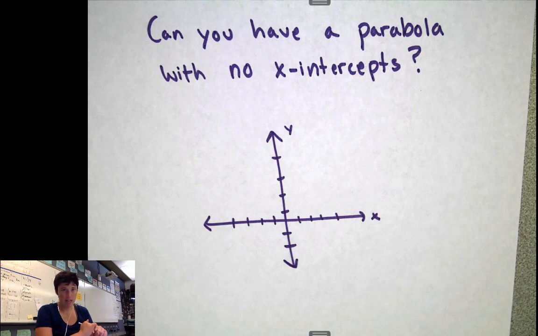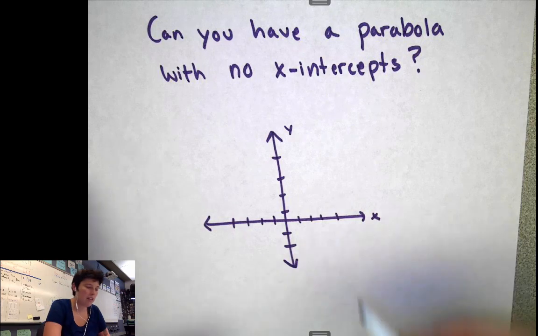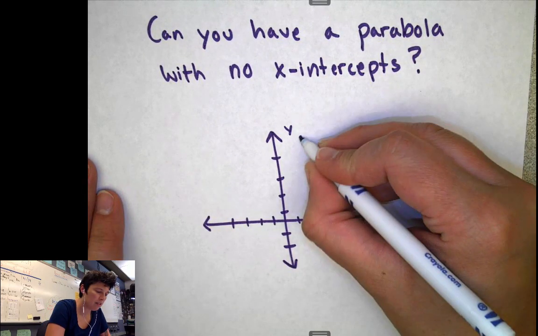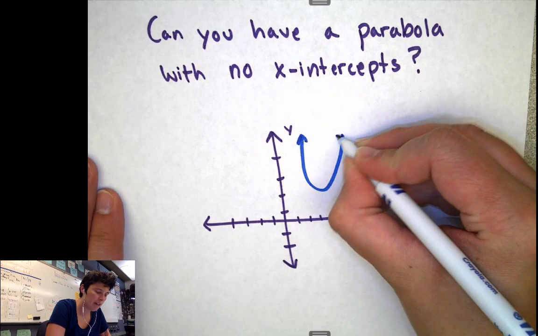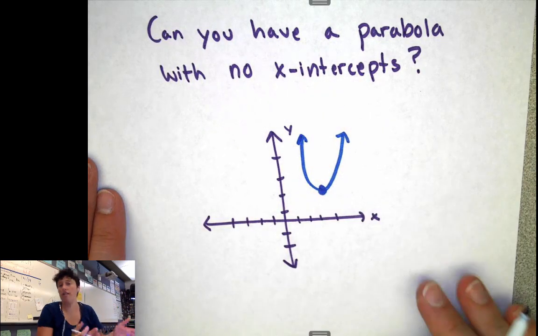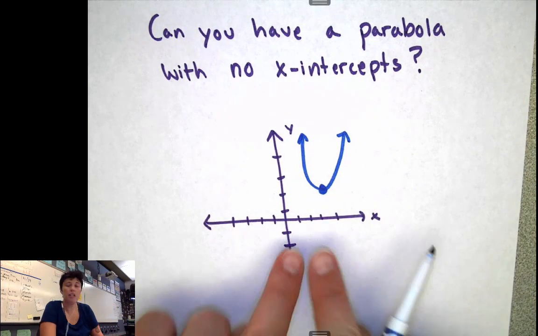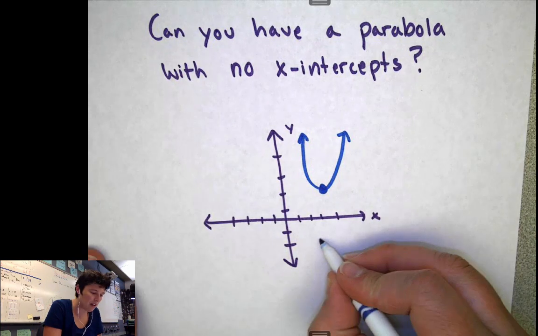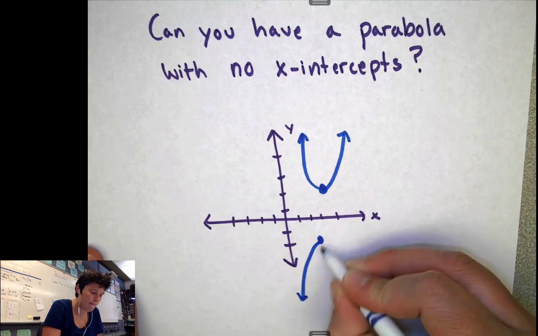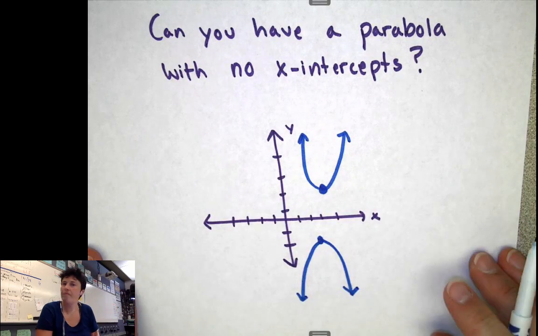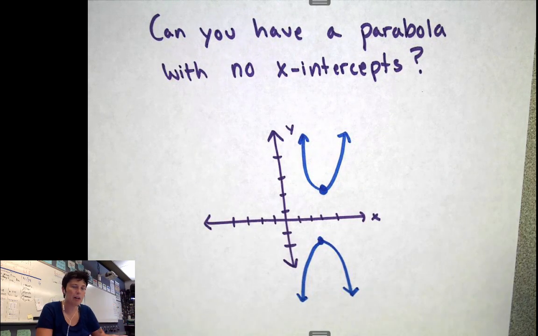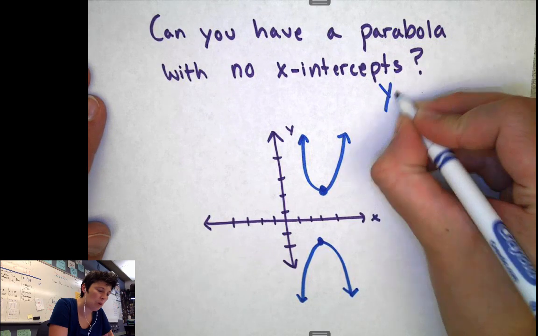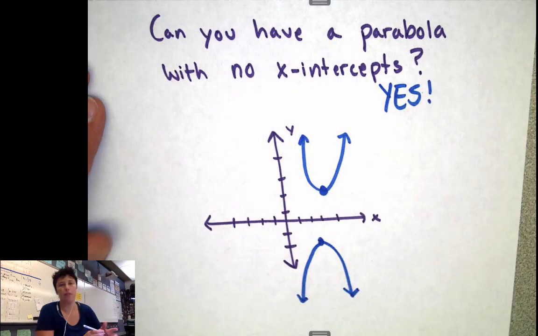Well, I have my answer in my head. Do you have an answer? Think about it. What if your parabola looked like this? Had a vertex here. Are there any x-intercepts? I don't think so. So yeah, it's possible to have no x-intercepts. What if it was an upside down parabola going this direction? And the vertex was low. No x-intercepts. So can you have a parabola with no x-intercepts? Yes, totally possible. Absolutely.